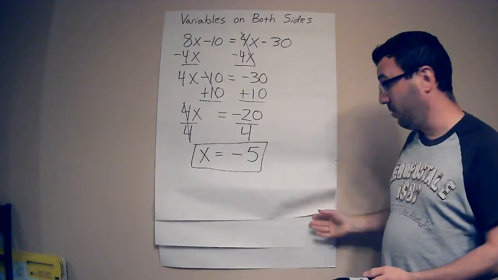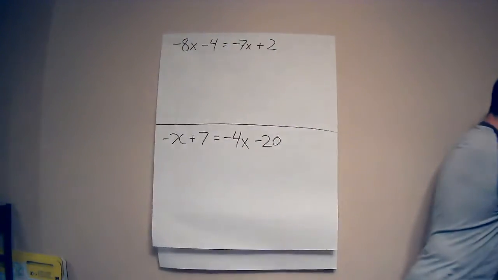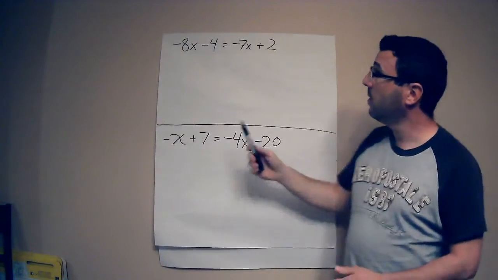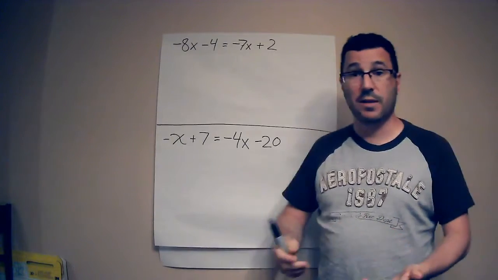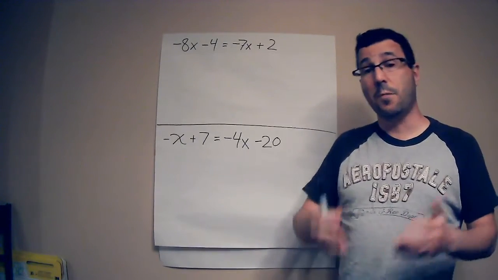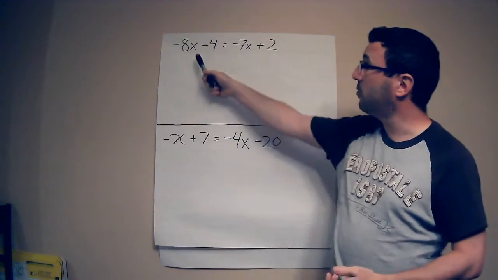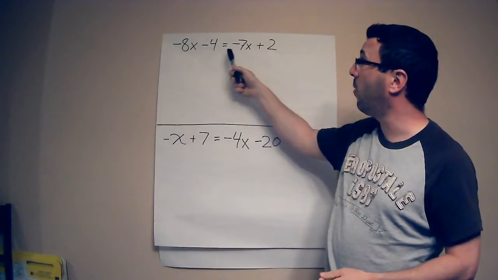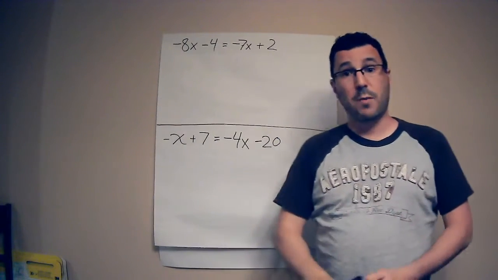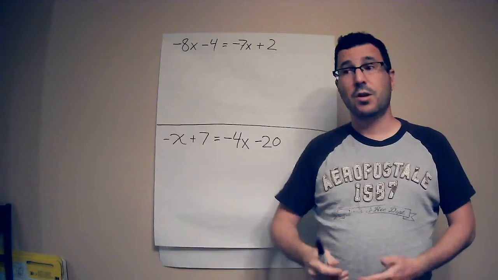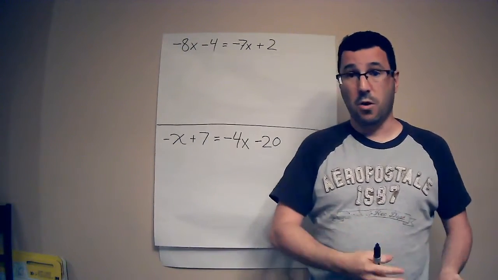So now we're just going to do a couple more as practice. So here, I'm going to have it where I have negatives. Okay, so I have negatives as my coefficients on both sides of the equal sign. And how do I deal with that? So this first one, negative 8x minus 4 equals negative 7x plus 2. Now the thing to remember is that when we have negative numbers, the numbers that normally we would think are bigger actually wind up being smaller.